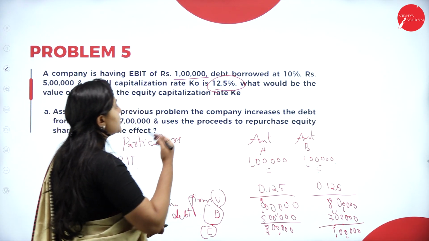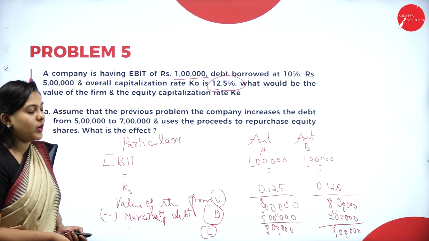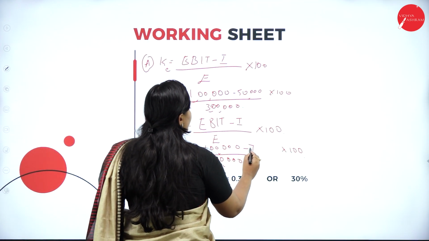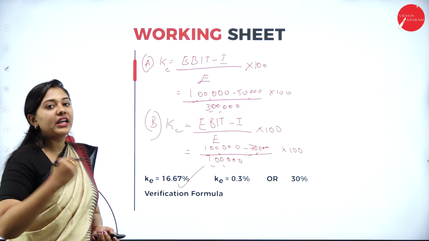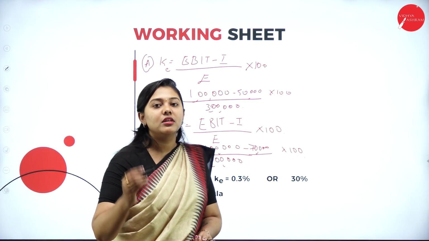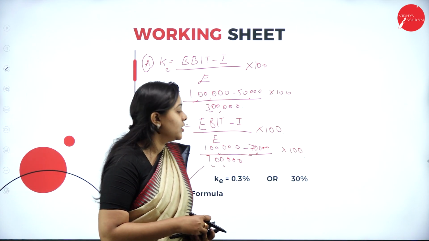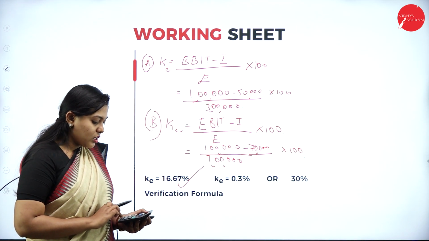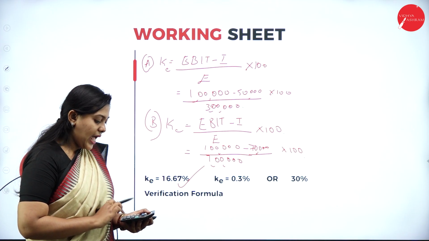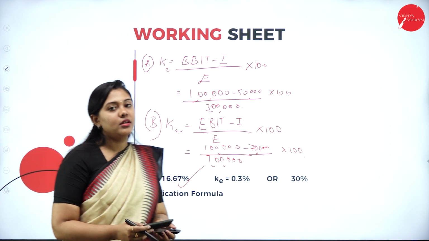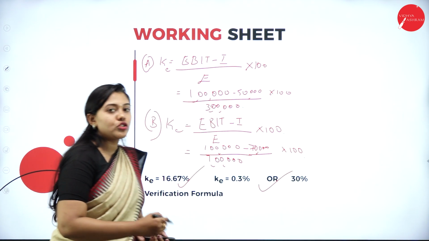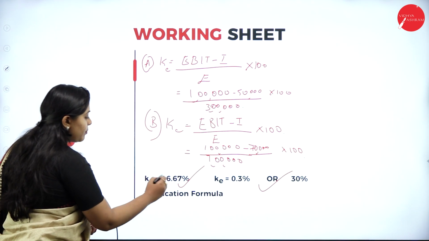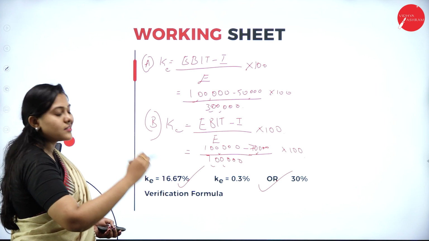On that, what is the percentage we have to take? 10%. It will be how much? 70,000. So 1 lakh minus 70,000, it will be 30,000. 30,000 divided by 1 lakh into 100, it will be around 30%. So this is your answer. So the verification formula will be similar.